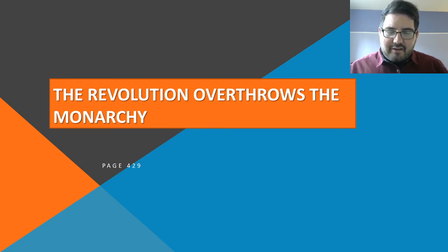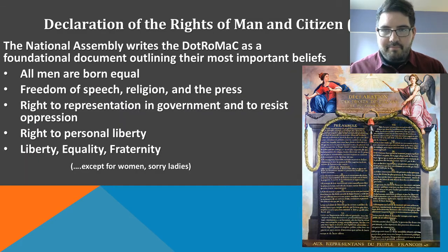This is the next section in the book. So basically, the National Assembly writes the Declaration of Rights of Man and Citizen, or if you want to call it something funnier, the Romac. It's a foundational document outlining their most important beliefs. Before they create this new constitution, they're going to have their Declaration of the Rights of Man, of the rights of humans. So this is similar to their Declaration of Independence, as it were.